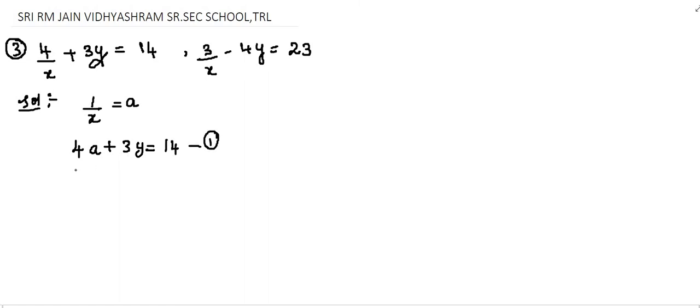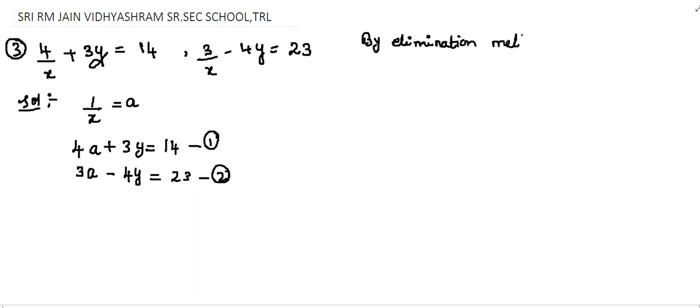Then second thing, I am going to take 3 by x, that is 1 by x as a. So 3 is in the numerator. So I will be getting 3a minus 4y is equal to 23. This is my second equation. Now I am going to use the elimination method to remove the variable a. I am going to multiply the first one by 3.